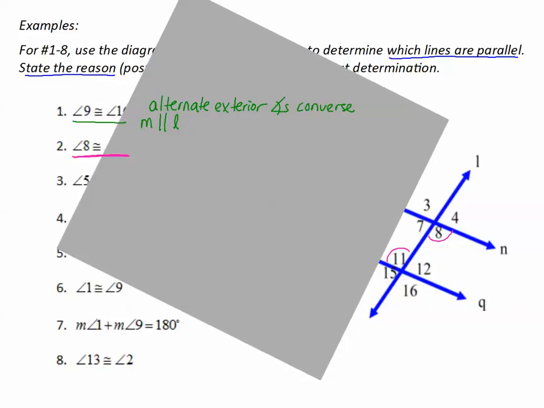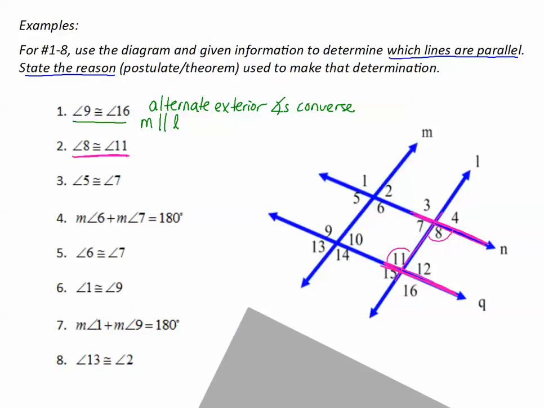So let's trace the two lines that are involved here. This line and this line. Now before we jump to any conclusions, let's identify what kind of angles these are. Angle 8 and angle 11, they are between the two lines, so they are interior, and they alternate right to left. One's on the right of the transversal, one's on the left. So 8 and 11 are alternate interior angles. Let's make that note. 8 and 11 are alternate interior. Now, alternate interior angles are supposed to be congruent.